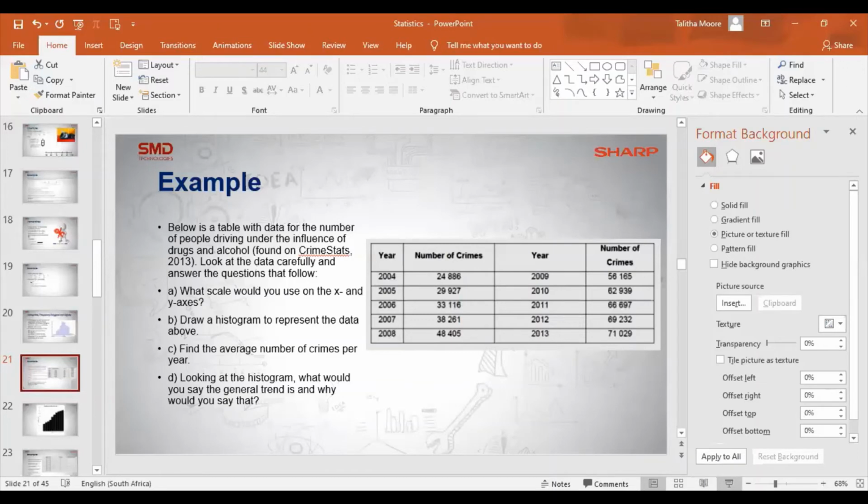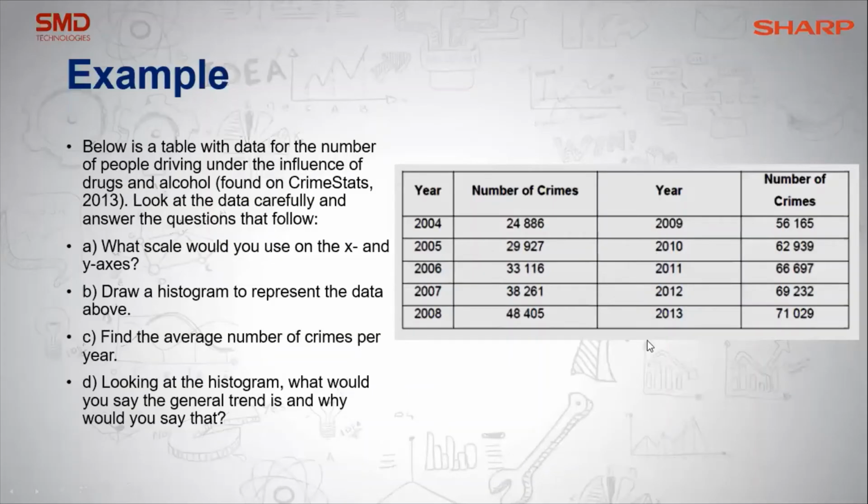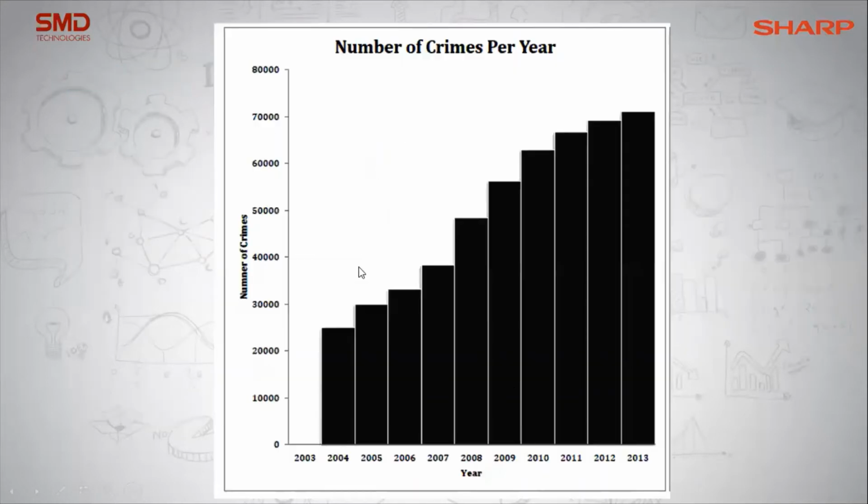Now, the next question says, looking at the histogram, what would you say the general trend is and why would you say that? So if we're looking at the trend, we can see that the histogram is increasing. And we can also see it's sort of increasing, but more slowly as we get to the top. It's sort of leveling out here. So what we can say is it is increasing, but it seems to be slowing down as it is increasing. You can see it sort of looks like 1/2 of a parabola. Okay. So any of those answers would be the correct answer. Cool.